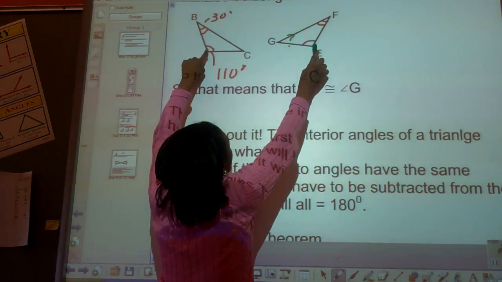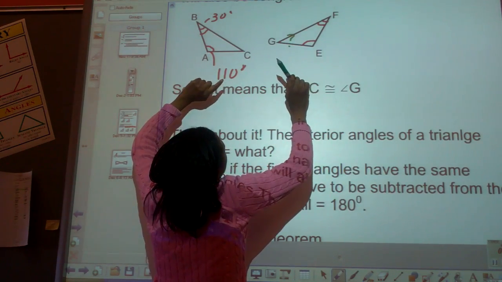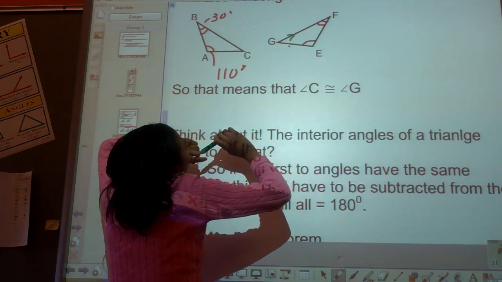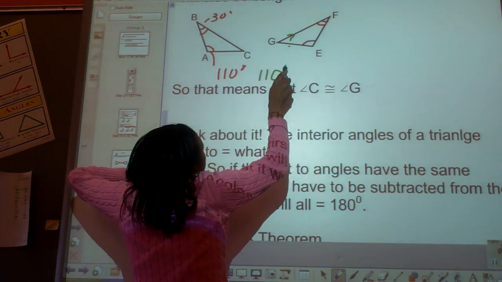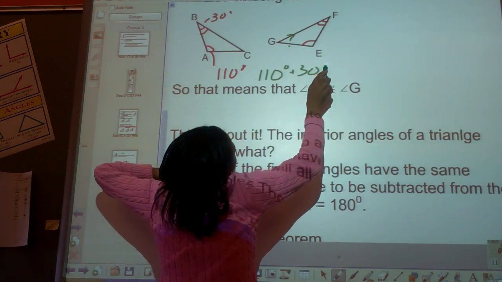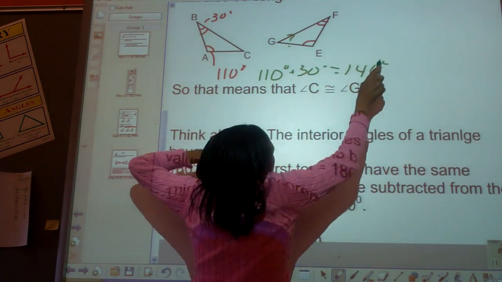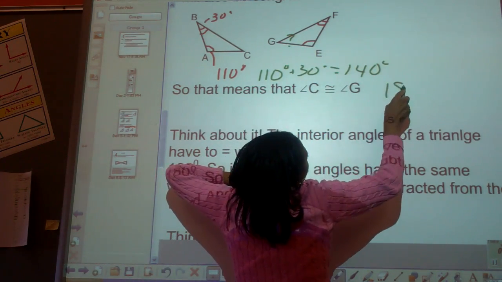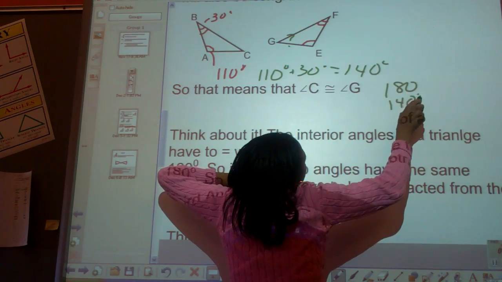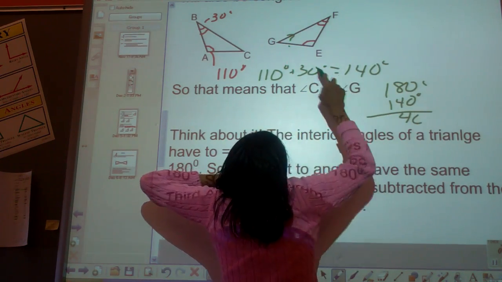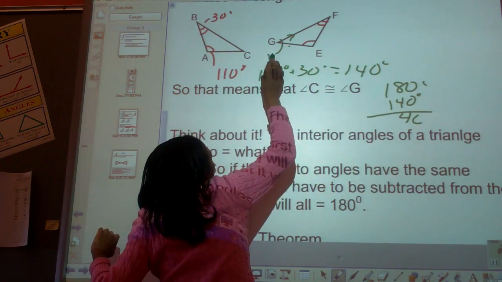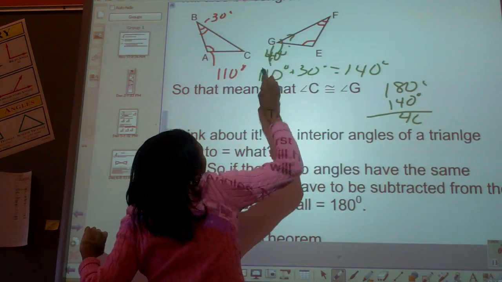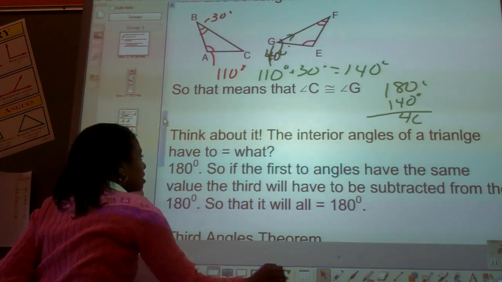Well, because A and E are corresponding angles, and B and F are corresponding, I can add this 110 plus 30 equals 140, and then I subtract the 140 away from the 180 degrees, and that tells me that this angle G is the same measure as angle C, and that this will be 40 degrees. Okay, that's just an example.